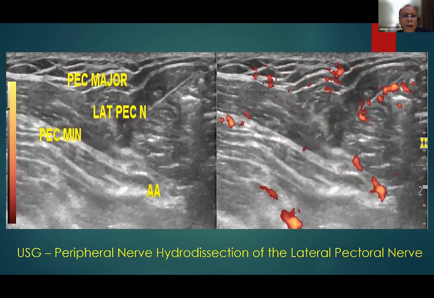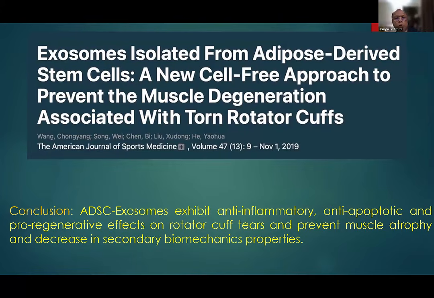Okay. Now, other treatment that we use, of course, are the exosomes. Okay, that is derived from the adipose tissue. So this is a new approach that we use, and it also shows some promising effects, showing some anti-inflammatory, anti-apoptotic, and pro-regenerative effects on rotator cuff tears. And this is used to prevent muscle atrophy and decrease in secondary biomechanical properties.